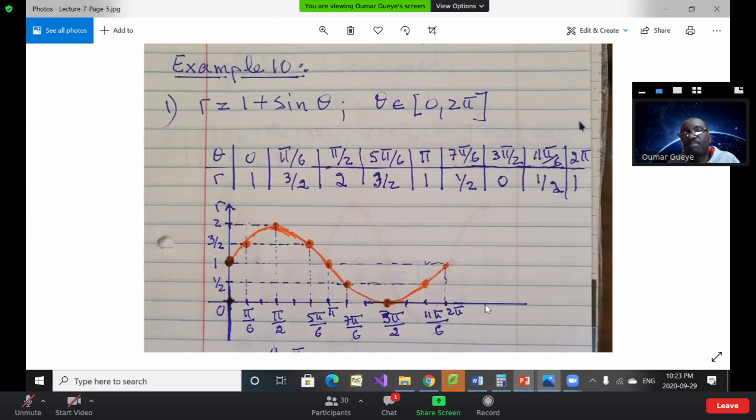Sir, for all the time, do we have to take the interval from 0 to 2 pi, or does it depend on the function? If the question does not mention the range, you have to take 0 to 2 pi. Otherwise, you use the interval given by the question. Okay, sir.